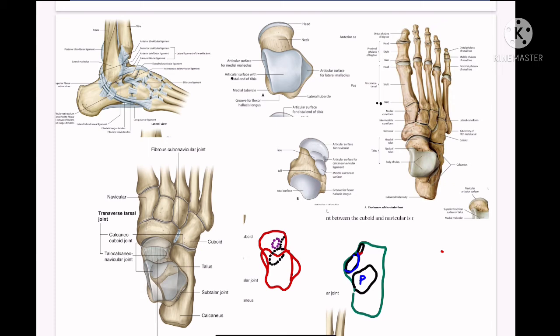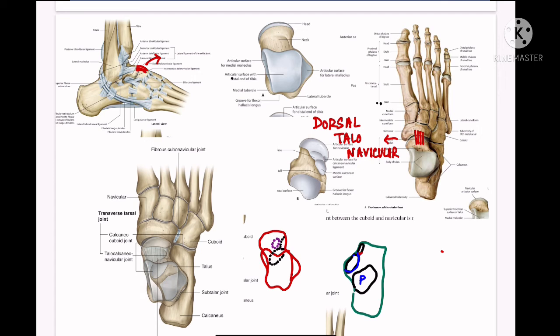The dorsal surface of the neck provides attachment to the dorsal talonavicular ligament. Dorsal talonavicular, from talus to navicular. So this is the dorsal talonavicular, from the dorsal surface of the neck to the navicular. On the side view, this is the dorsal talonavicular ligament.